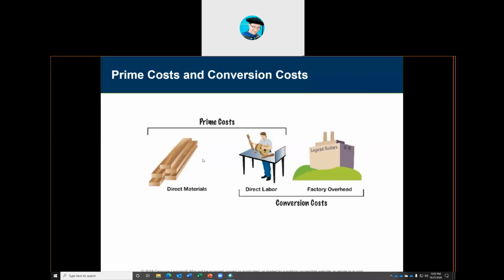So think of it as a process, okay? It goes from direct materials to direct labor to factory overhead. And there's a process. The prime costs, direct materials and direct labor, go into the conversion costs, which are direct labor and factory overhead, to get ultimately to the finished product.